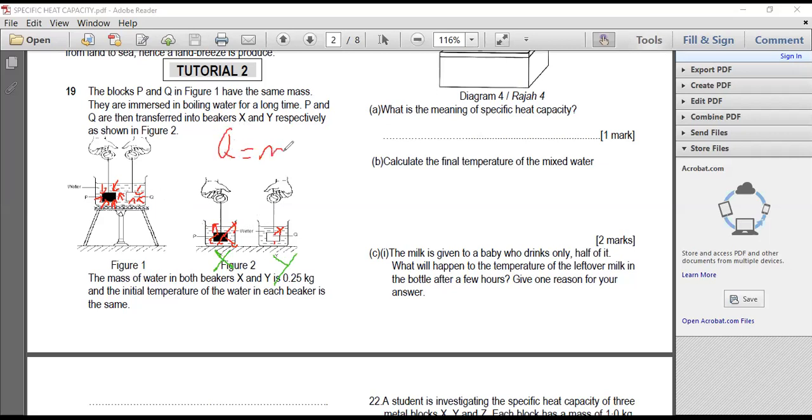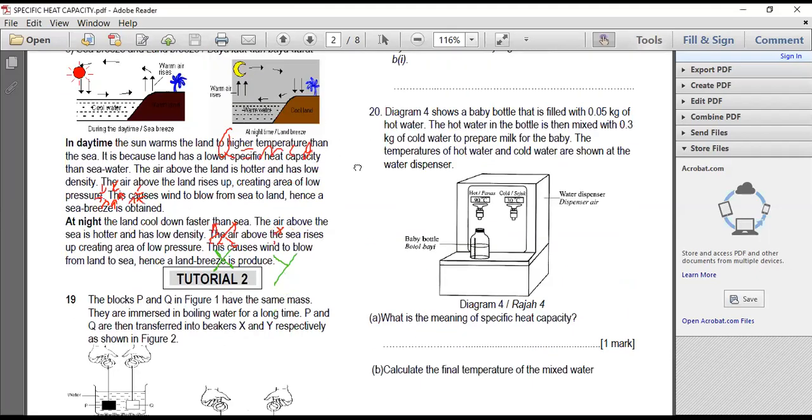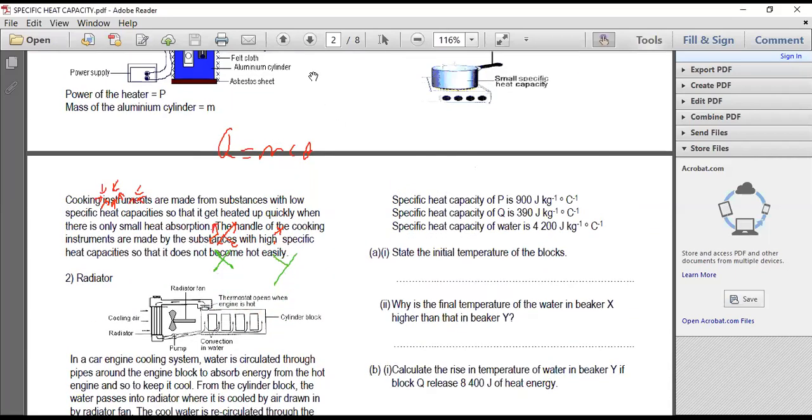Q equals mc theta. So if you look here, P has higher specific heat capacity. That means when you have higher specific heat capacity, inside the boiling water, P absorbs more heat, because of the higher specific heat capacity. Whereas Q absorbs less heat because of lower specific heat capacity. So that's why the temperature of X is greater than Y.